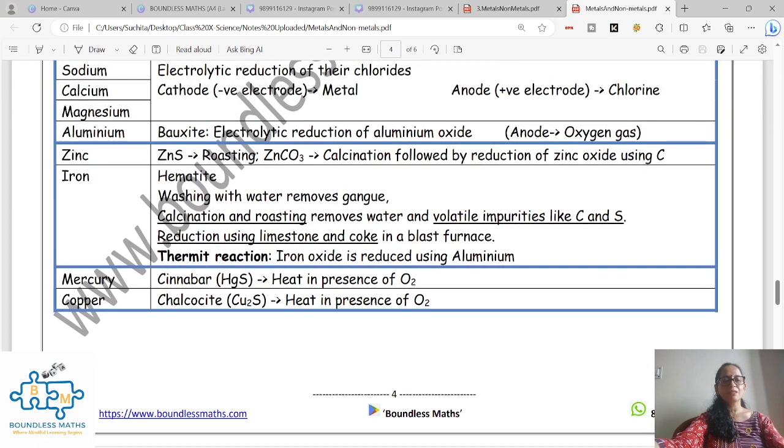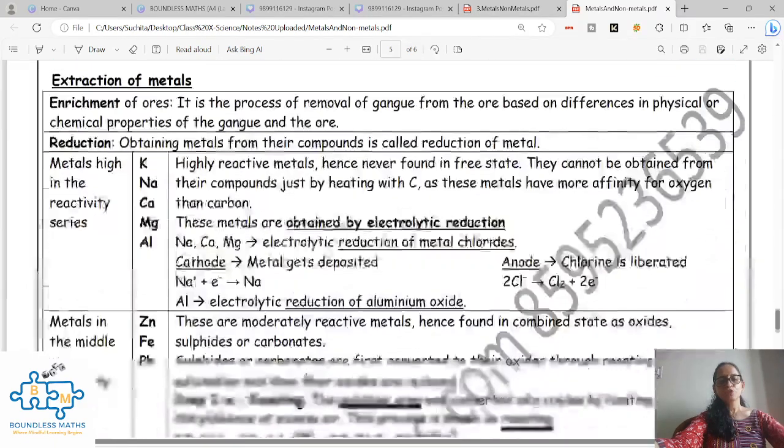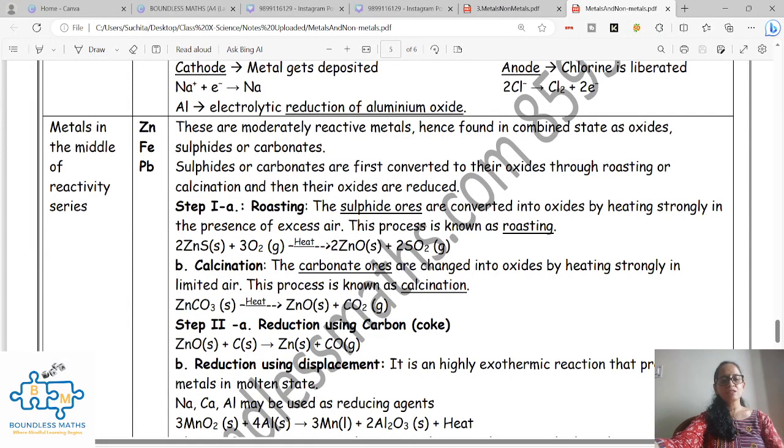Now let's look at metals that are in the middle of the reactivity series, that is zinc and iron. Zinc exists as zinc sulfide and also as zinc carbonate. When a sulfide ore exists, it is converted to its oxide form by heating it strongly in the presence of excess of air. This process is called roasting. The carbonate ores are heated in a limited amount of air to get the oxide form of the ore. This process is called calcination.